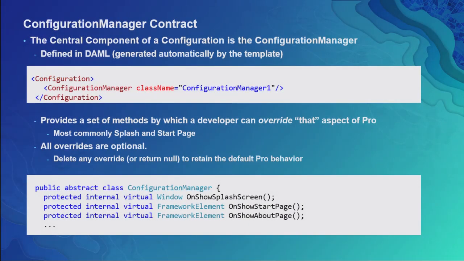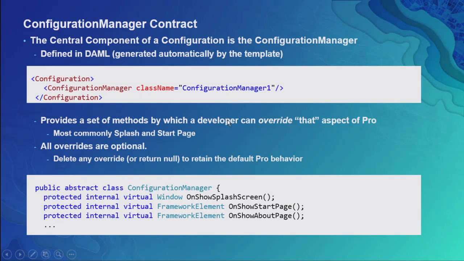The most important class in a configuration is the configuration manager, okay? It's defined in DAML, and so when you run the template, you'll see that the template defines this configuration element, and then this configuration manager child element with a class name attribute that points to the code behind file that contains the implementation of the configuration manager.